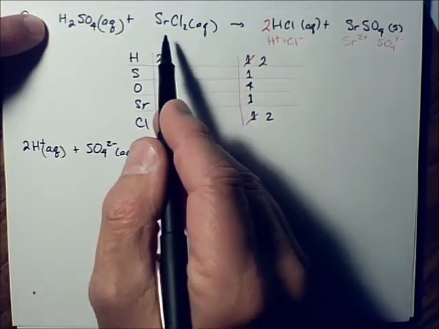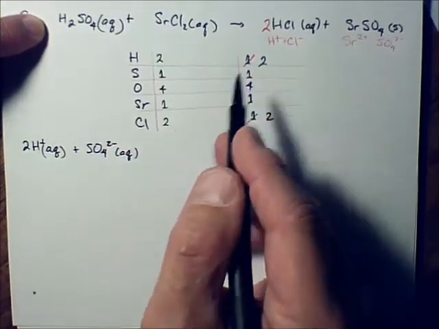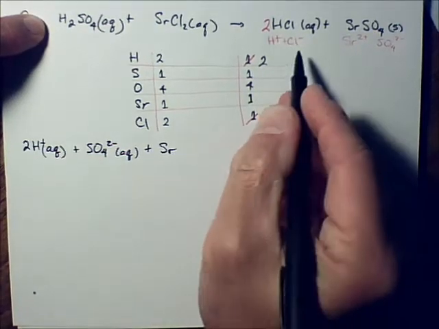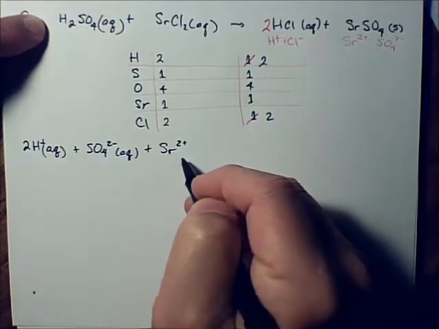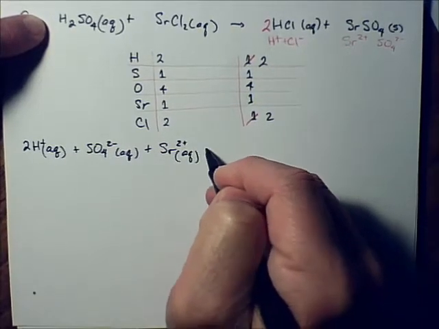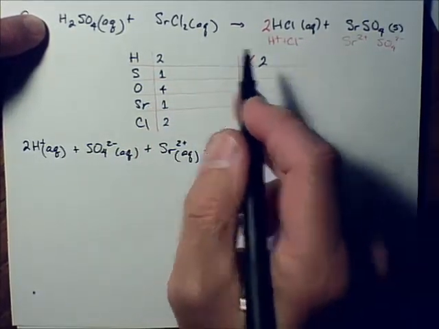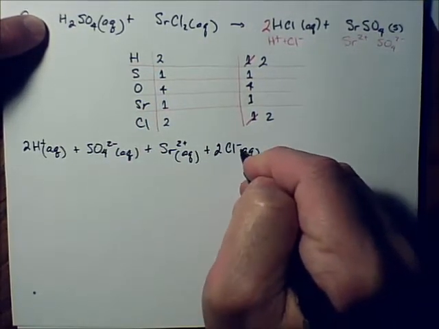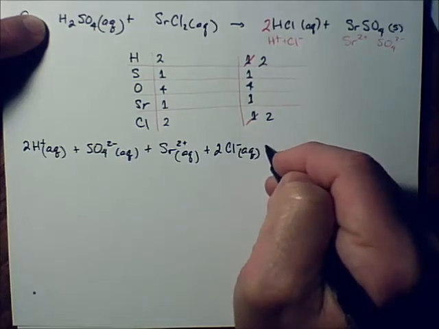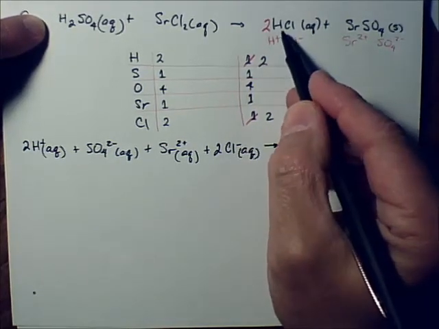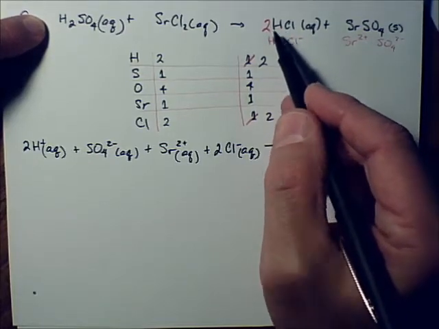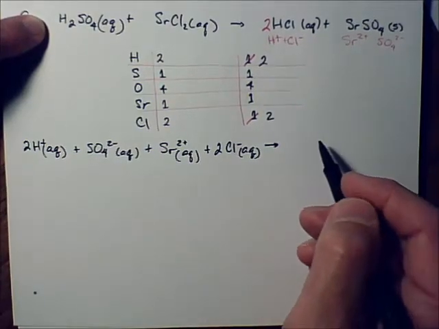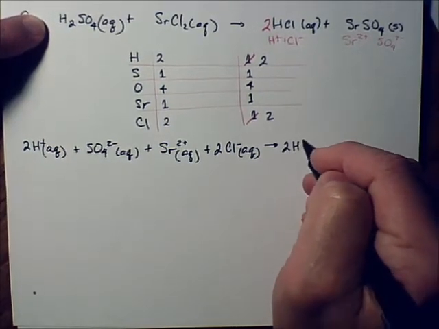Over here we have a metal and a non-metal. It's aqueous, so this is going to split up too. Ionic compounds that are aqueous break up in an ionic equation. So strontium, we said, has a 2 plus charge. Chlorine has a 1 negative charge, and I have two of those. I have one hydrogen and one chlorine in this HCl, but I've got two of the HCls, which means I have two hydrogens and two chlorines in the complete ionic equation.